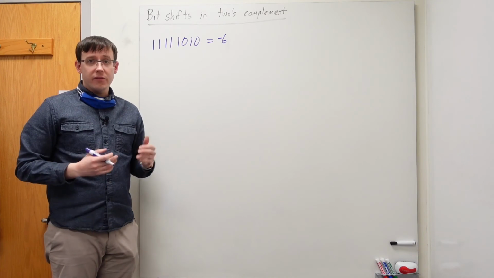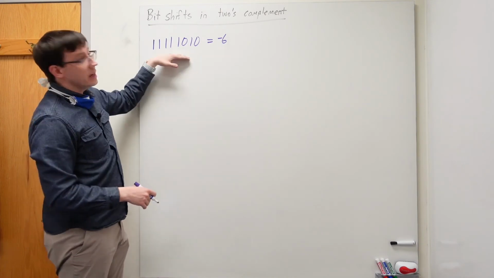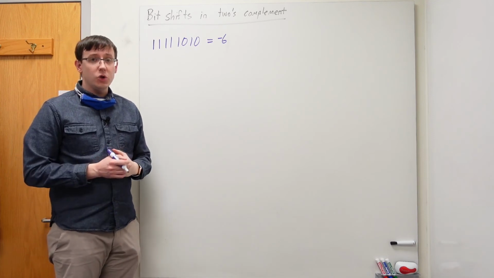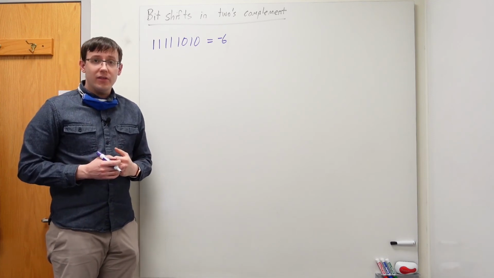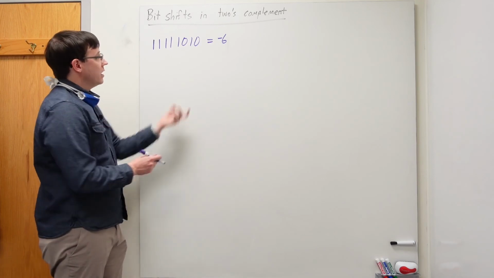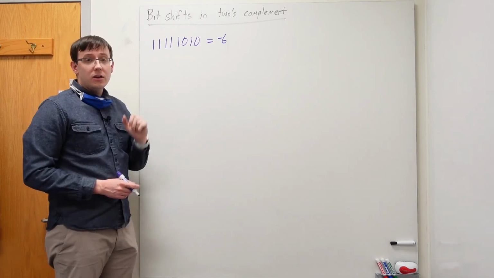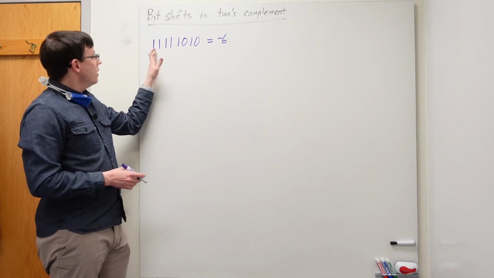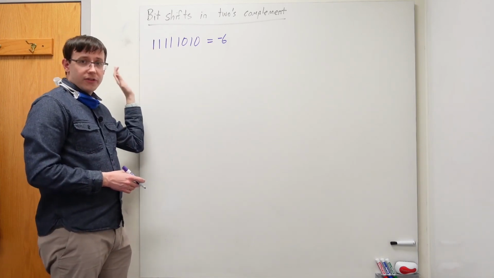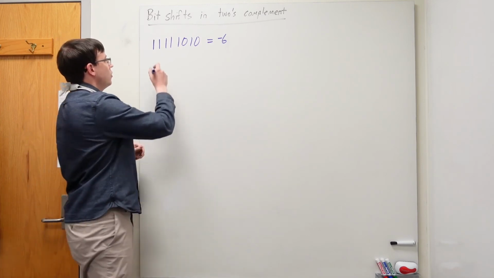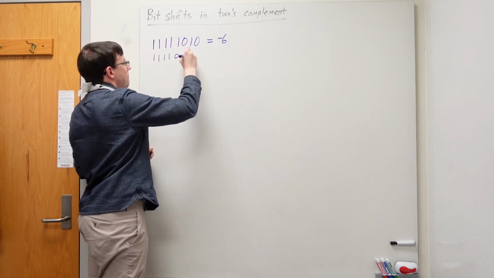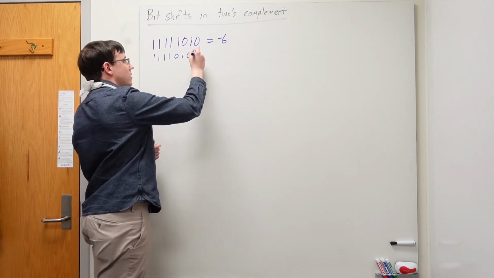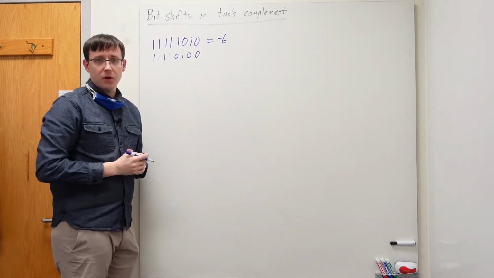If we have a negative number, like -6 in 8-bit 2's complement, we can multiply it by 2 in much the same way that we did with positive numbers. If we shift everything to the left, well now, since we have a fixed bit width, one of our digits will fall off the left end of the number. And so we'll be left with those 7 digits, and we'll fill in a 0 from the right-hand side, just as we did with positive numbers.